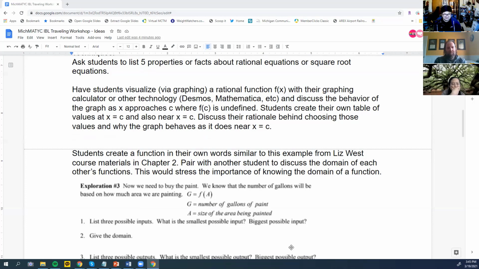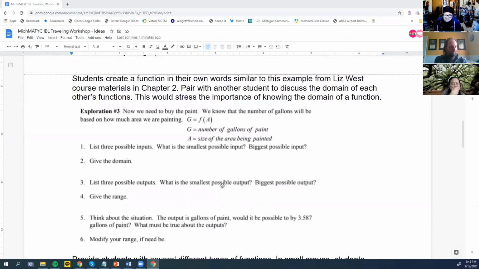Mike, was that yours? That one's mine still. I looked through the IBL stuff from Liz West, and she has some really good questions. I found this one where students look at why the domain is important for a function. She had a problem where students are given an example in words, a number of gallons needed for painting, and they have to give examples of input values, give the domain of the function, and also describe the range.